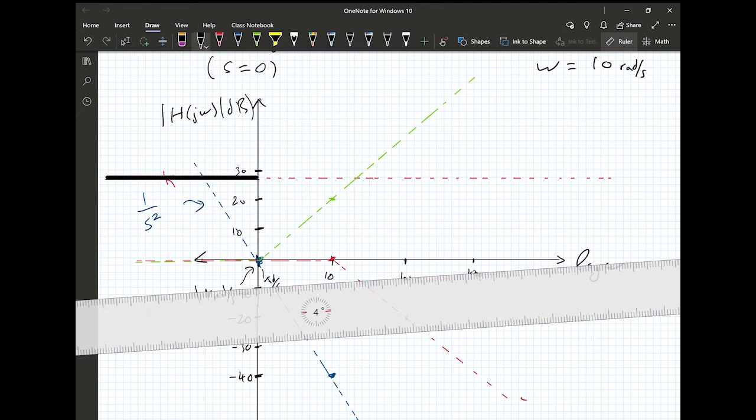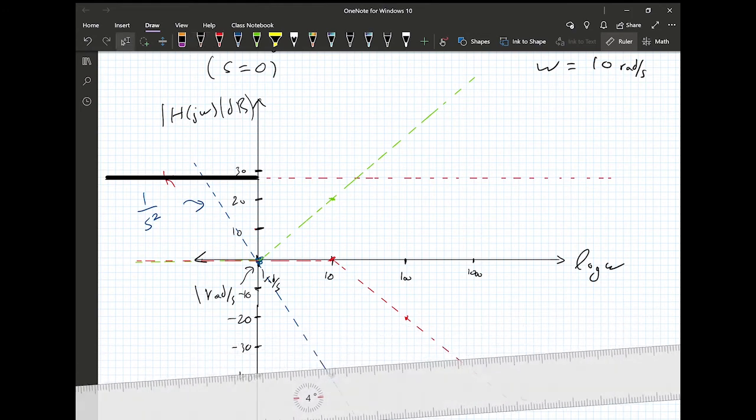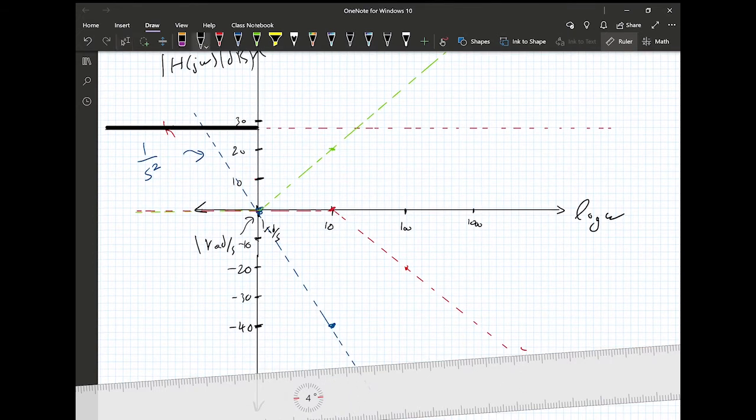I'm going to go down minus 40 dB per decade. Now something interesting happens at 0. I'm going down minus 40 dB per decade due to the double pole, but then I'm also going up plus 20 dB per decade due to the 0. So I'm going down minus 40, going up 20, so I'm equivalently going down minus 20 dB per decade, up until I hit 10.